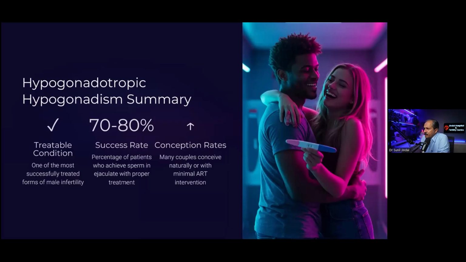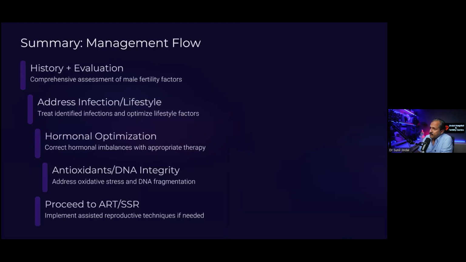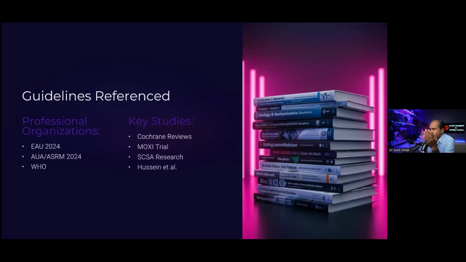Now hypogonadism, I've told you, is a treatable condition, with up to 20% conception rates. A lot of people may get pregnant naturally or with minimal ART intervention. So in summary, you've got to do the history and evaluation, address infection and lifestyle, do hormonal optimization, give them antioxidants, and DNA integrity needs to be maintained if needed, and then proceed to either ART or sperm retrieval. I've referred to and brought in a lot of professional organization papers into this and some key studies about which I have spoken over here.